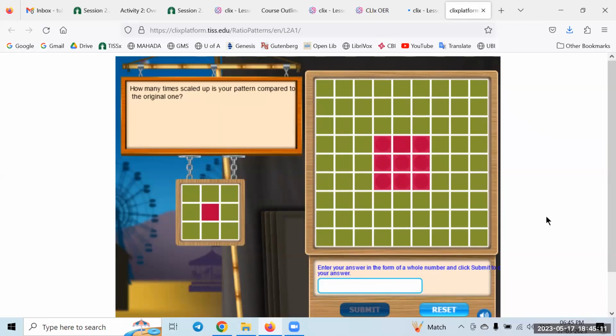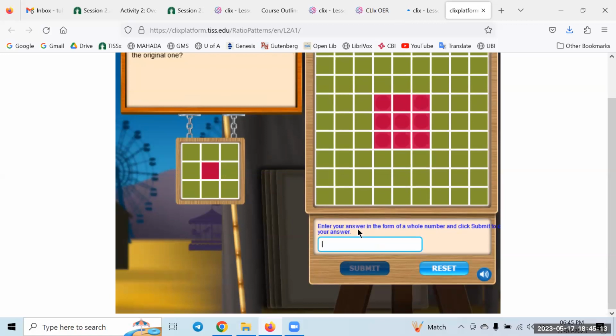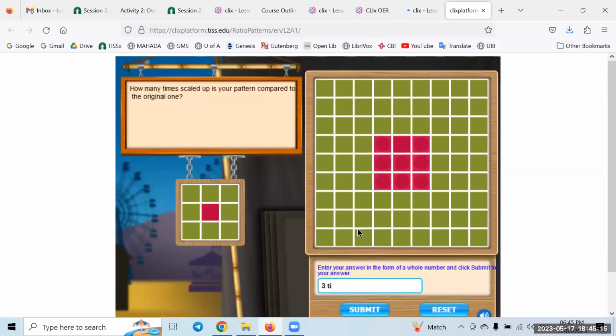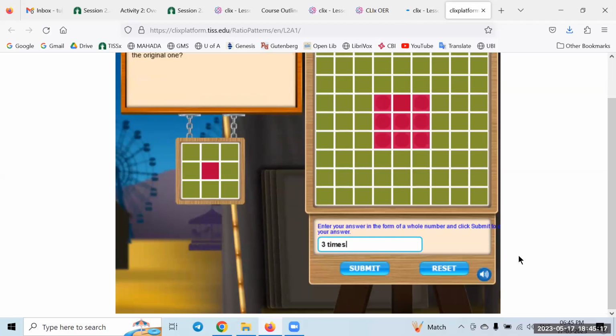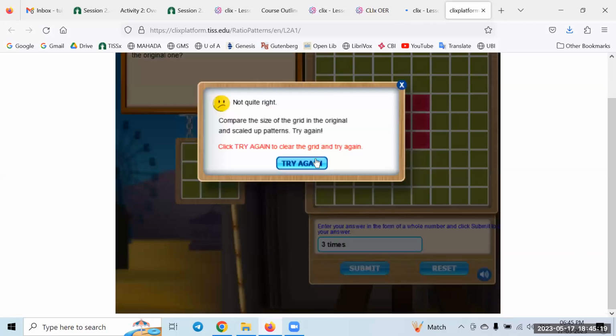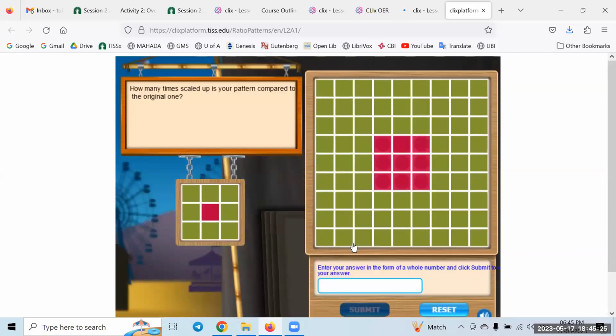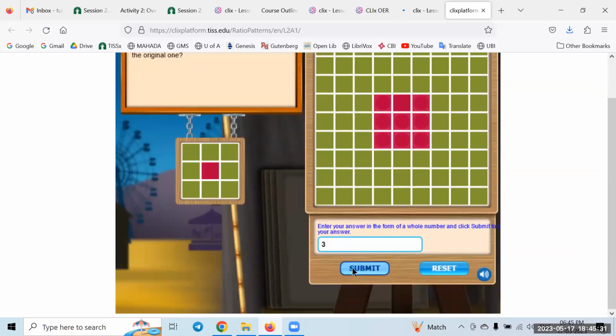3 times. Shall I write 3 times? No, you just write 3, because you have to give the response only as a whole number. That's why it's written. Give only 3.